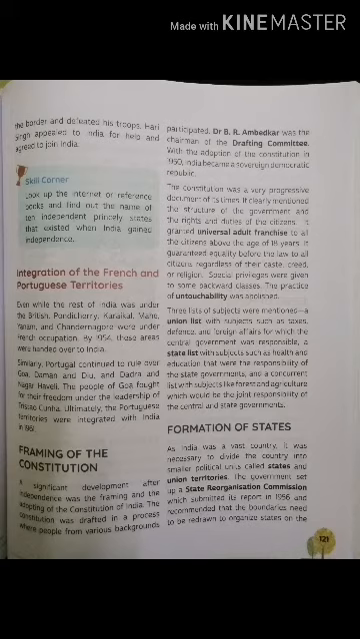Similarly, Portugal continued to rule over Goa, Daman and Diu, and Dadra and Nagar Haveli. The people of Goa fought for their freedom under the leadership of Tristão Cunha. Ultimately, the Portuguese territories were also integrated with India in 1961.